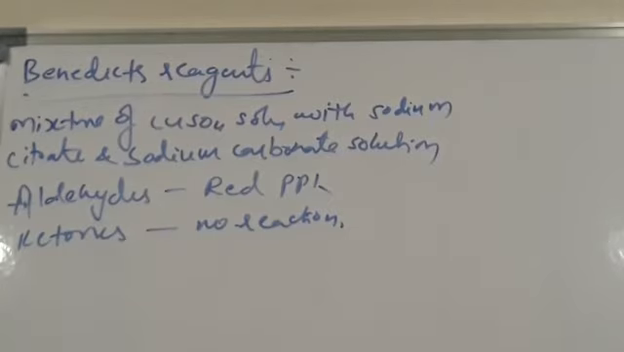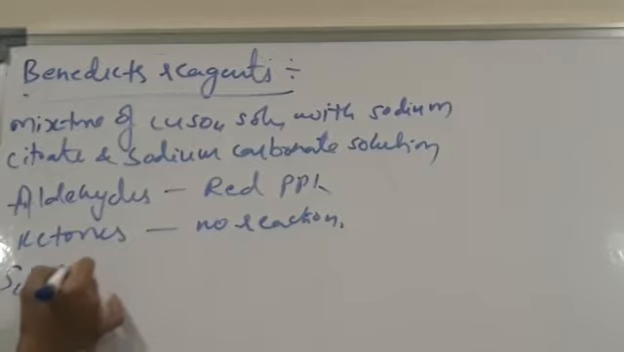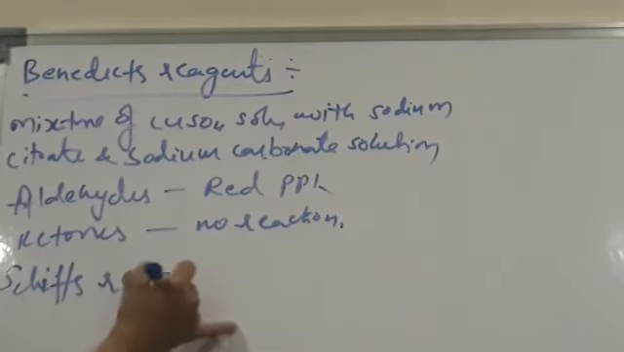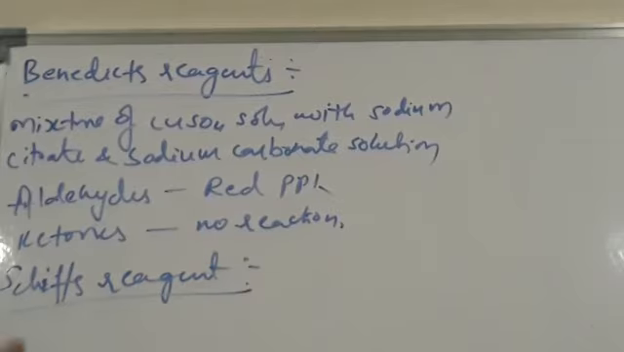Next, Schiff's reagent. Schiff's reagent is also used for the identification of aldehydes and ketones. Coming to the preparation of Schiff's reagent: para-rosaniline hydrochloride, which is a pink color solution, first gets decolorized by passing sulfur dioxide gas. We get a colorless solution which is called Schiff's reagent.